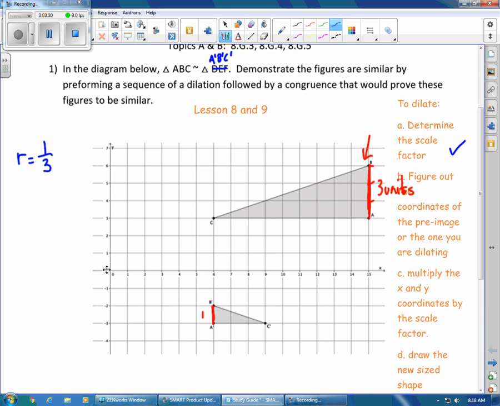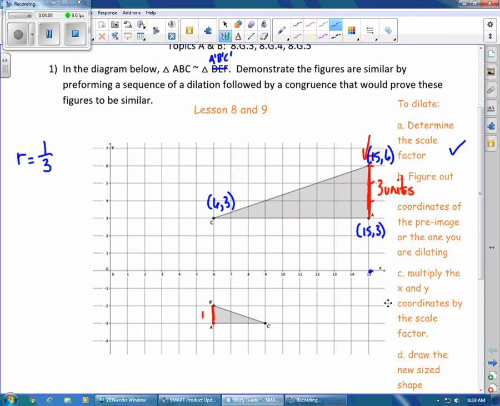So let's take a look at this here. My x is 15, and then I go up to 3 for A. So A is at 15, 3. B is at, again, I'm coming over to 15 on the x and then up to 6. So B is at 15, 6. C is at 6, 3. So now I need to take all of those coordinates and multiply them by the scale factor.